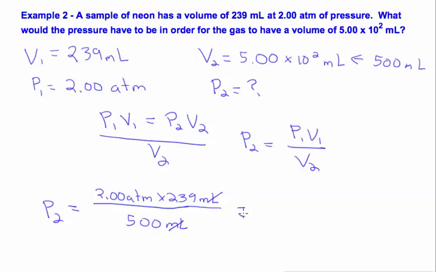And let's talk significant figures. We have 3, 3, and 3. So we're actually going to keep the entire number. 0.956 atmospheres.